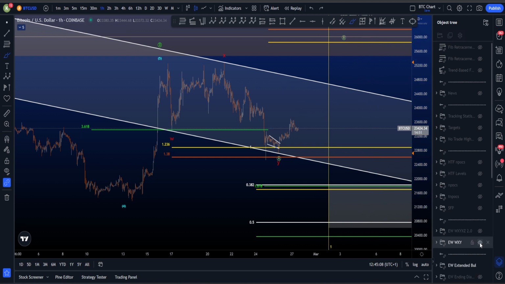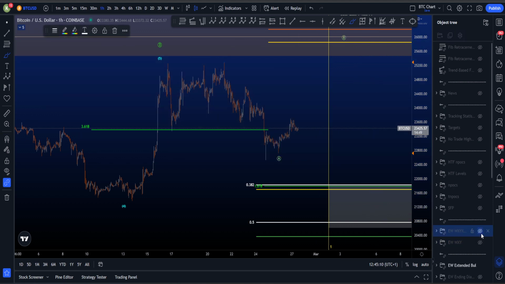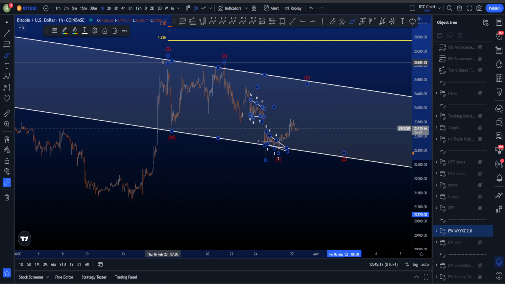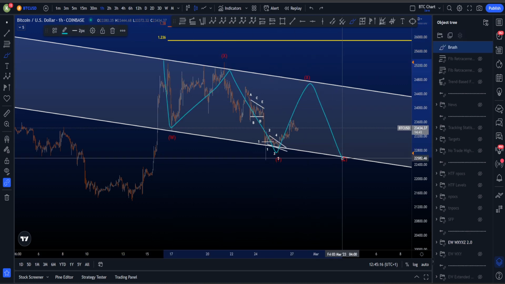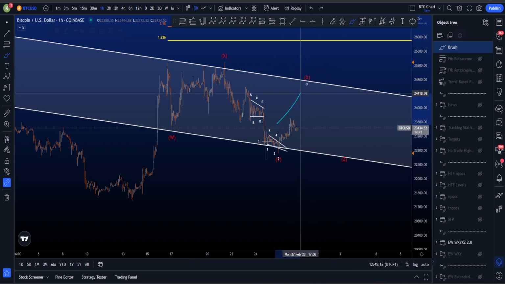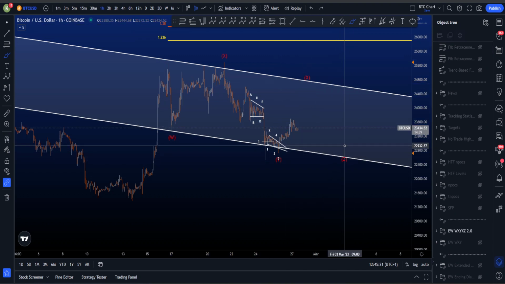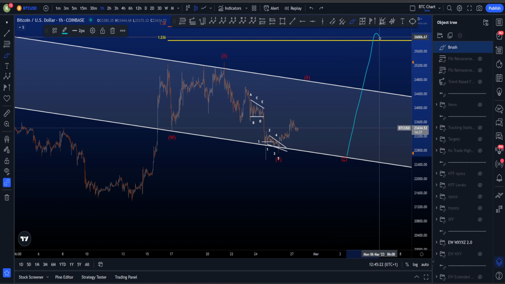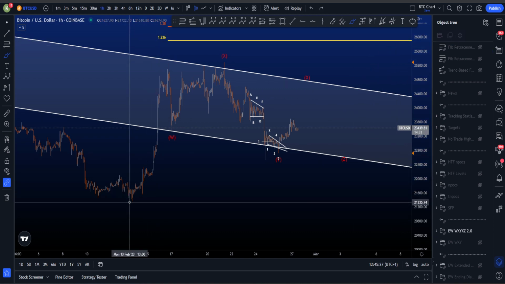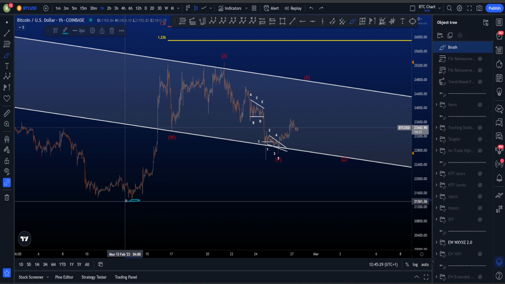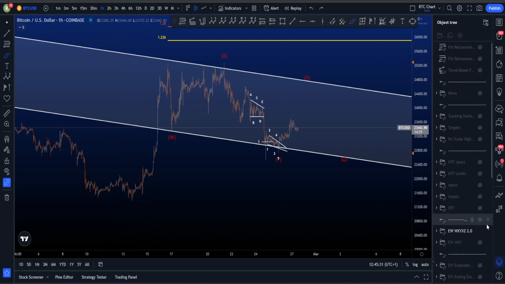The alternative count that I have is that this is a WXY-XZ, so that it takes a little bit longer for the correction to finish before then again moving to the upside for wave B to finish wave B and then down for wave C. Again, the invalidation of this scenario is taking the lows here. So both of the local time frame, or at least the medium time frame scenarios I have, are both pointing to the upside.